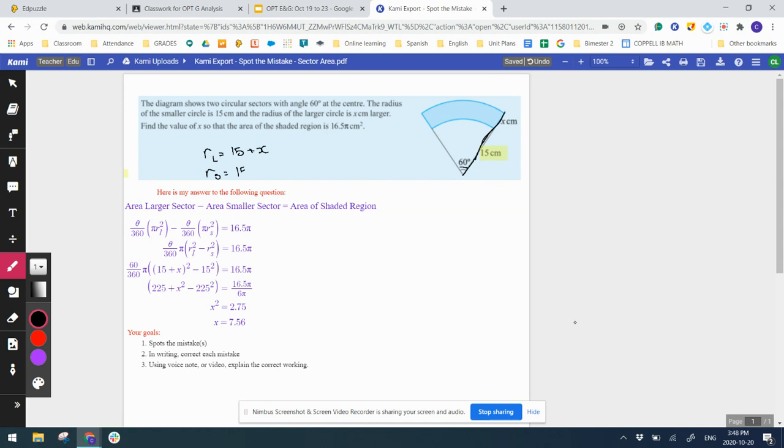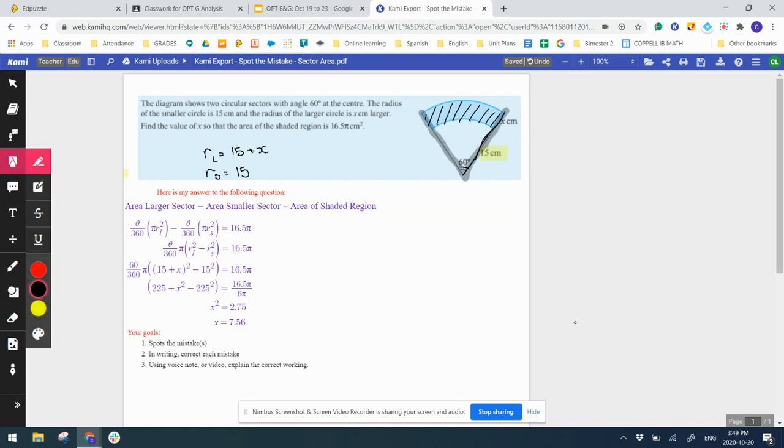So if I just want to find the shaded region, I need to find the area of the larger circle, and then subtract out the smaller circle that I don't want. So I want to get rid of this area in red so that I'm left with just the area that I have up here in black.